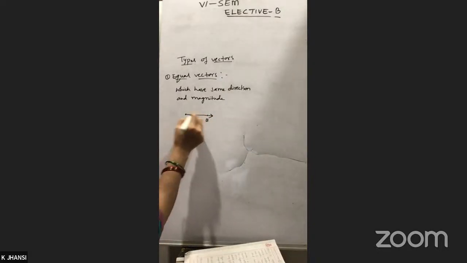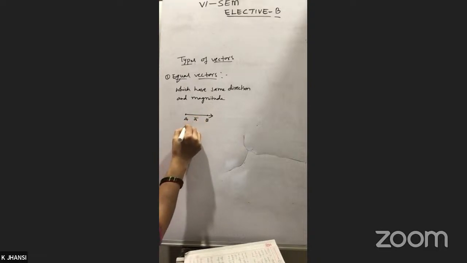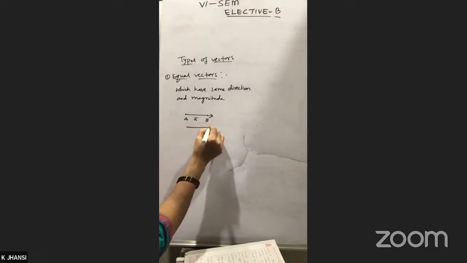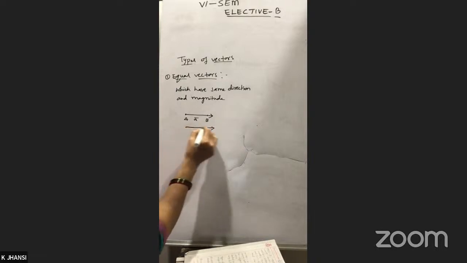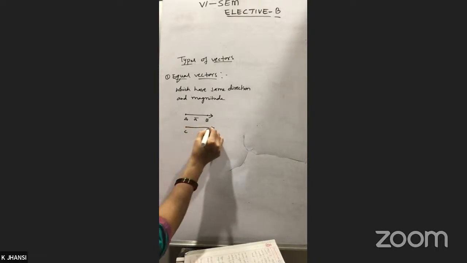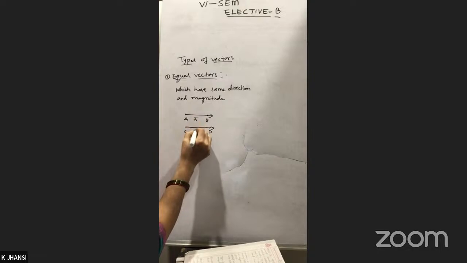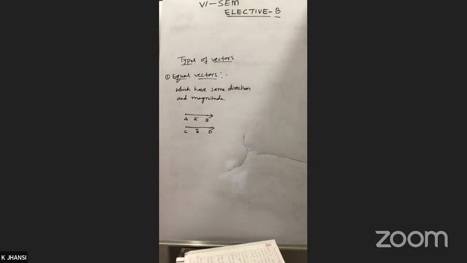If you represent with vector A, then the same magnitude it should have, C and also D, and it may be vector B. So both the direction is the same, and also the magnitude is the same. What is magnitude? It is nothing but the length. So such type of vectors are called equal vectors.